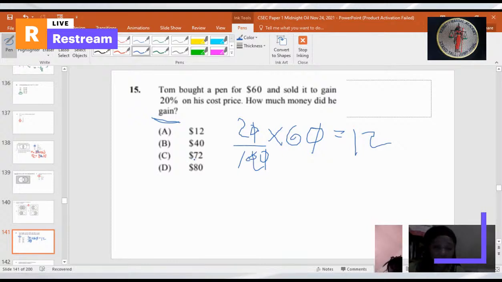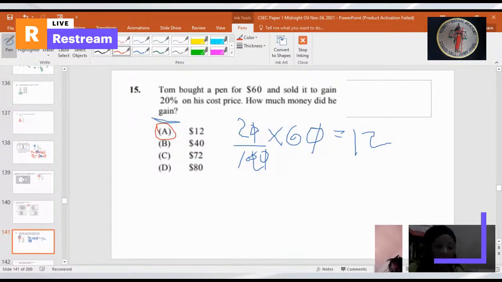But we have to read carefully and notice they want how much did he gain. So they just want us to tell them the profit. So for questions like this, we have to be careful. They could have asked how much did he sell the pen for? In that case, it would have been 72. But in this case, since they just want the profit, the answer is A, 12.